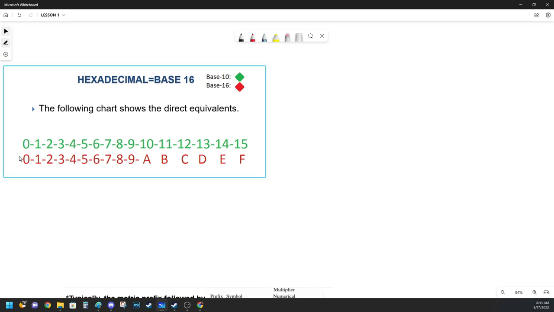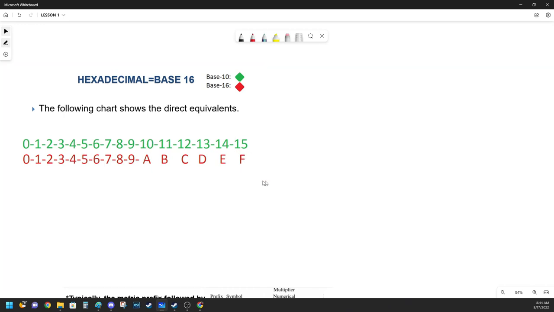Now, in green here, we have our normal numbers. In red, we have base 16, meaning 0 through 9 are the same. But in hexadecimal, we have number 7, number 8, number 9, number A, number B, C, D, E, and F. Of course, this F directly translates to the number 15, A to the number 10.